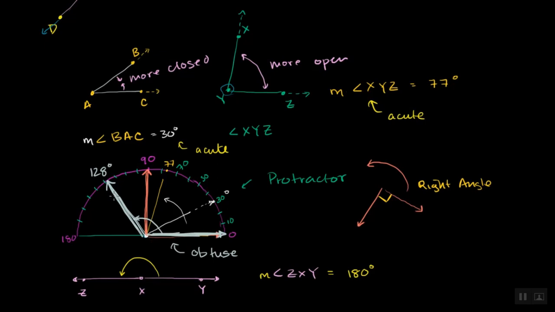But this is just general terminology for different types of angles. Less than 90 degrees, you have an acute angle. At 90 degrees, you have a right angle. Larger than 90 degrees, you have an obtuse angle. And then if you get all the way to 180 degrees, your angle actually forms a line.